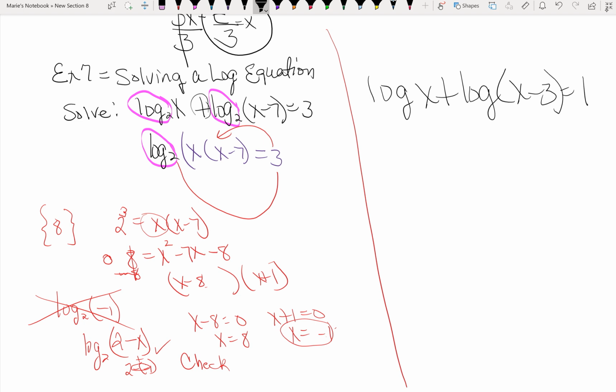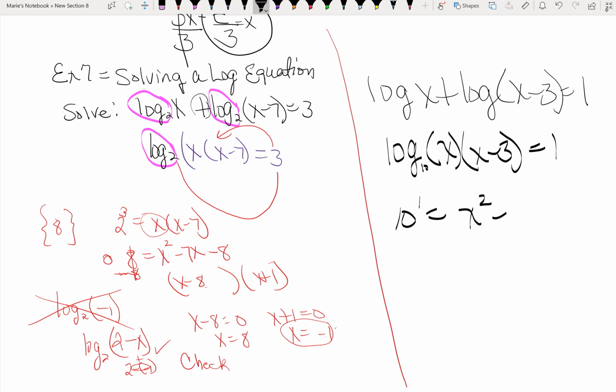So in this example, we're going to do log of x times x minus 3 equals 1. Remember, this is a base 10. So this is really 10 to the 1 is equal to x squared minus 3x. If I subtract the 10, I'm left with 0 is equal to x squared minus 3x minus 10.